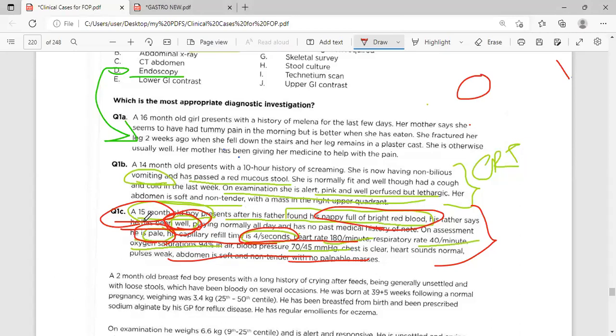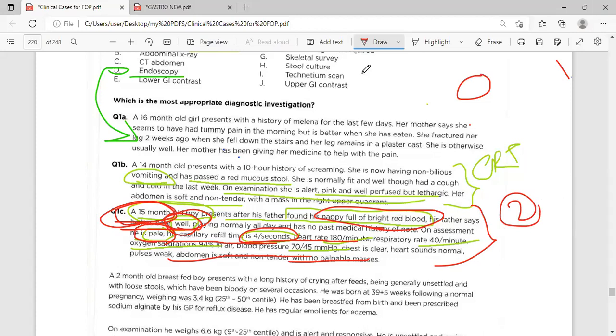So painless bleeding along with, at this age, usually Meckel's diverticulum will present around 2 years of age. For example, sometimes they say 16 months to 2 years of age. So this is around 15 months. So you remember, for Meckel's diverticulum as well as for intussusception, usually they present around 15-16 months to 2 years of age. So we conclude this is the case of Meckel's diverticulum.